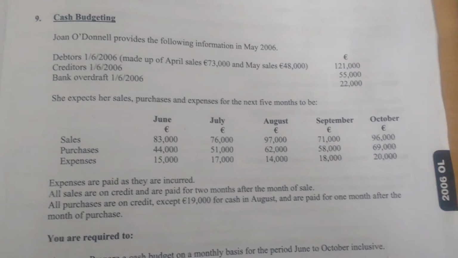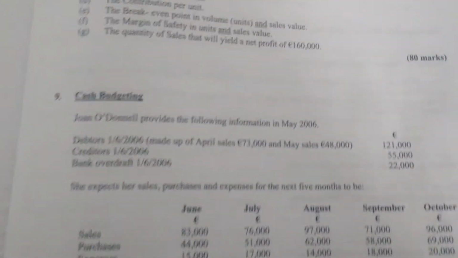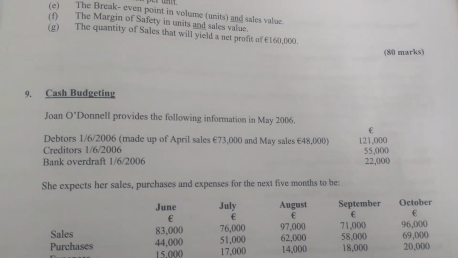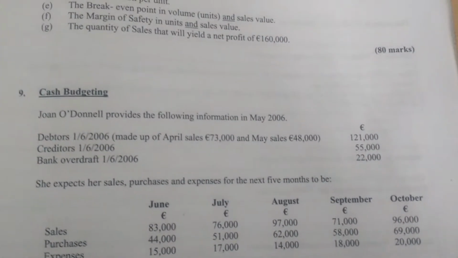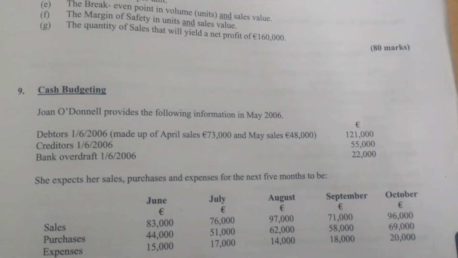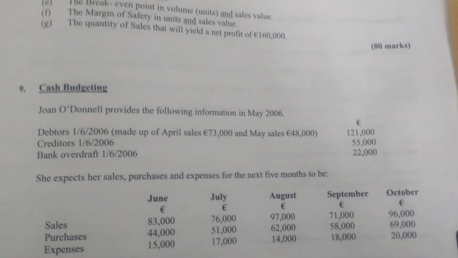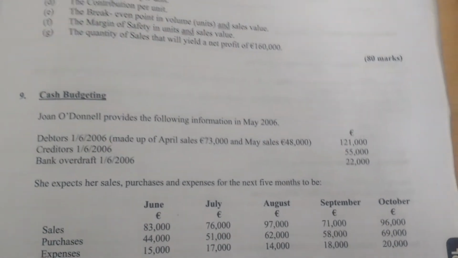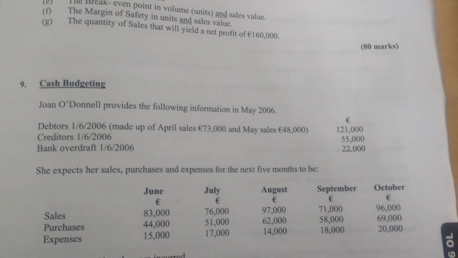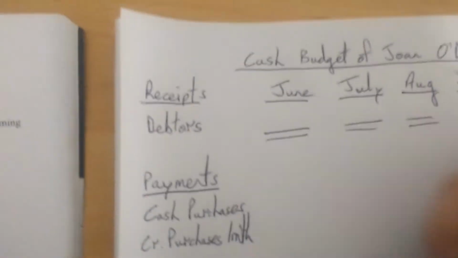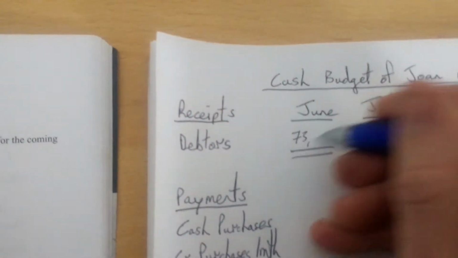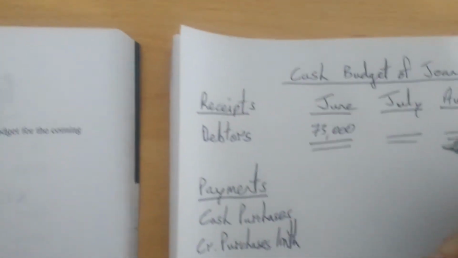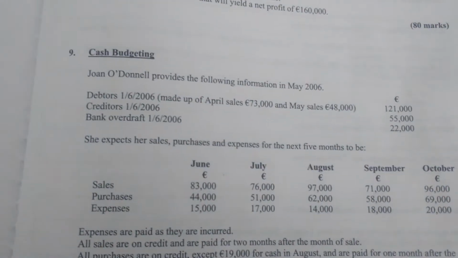Also though, that means prior to June you had done some sales. If we look at the debtors figure up here, it's made up of April sales and May sales. So those sales that you did before June, they'll start to get paid for during June and July. So April, if we count 2 months from then, is April, May, June. So April's sales will be paid for in June, so you'll be receiving that cash in June. So that's the first thing we'll put in here. June, 73,000. And I've just put a double line under because there's only one item going in here, so I'm kind of leaving that as the total, if you like.